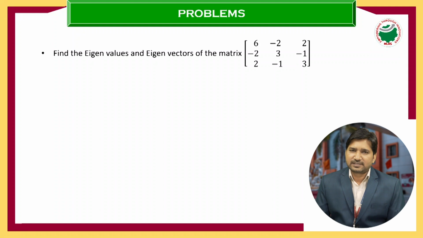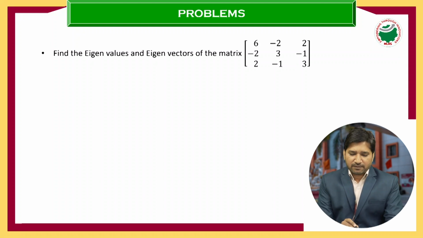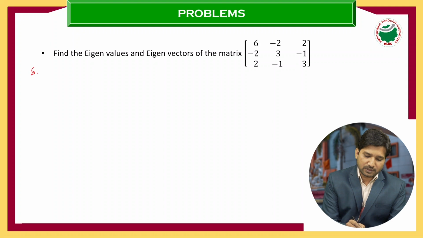In previous classes we already solved problems with different eigenvalues and different eigenvectors. Now the eigenvalues are repeated eigenvalues. In this case, how to find the eigenvectors? Given the problem: find the eigenvalues and eigenvectors of the matrix.